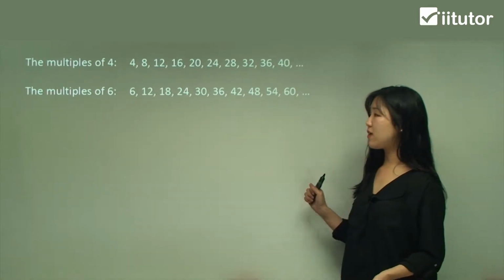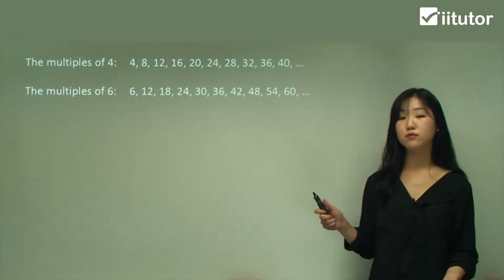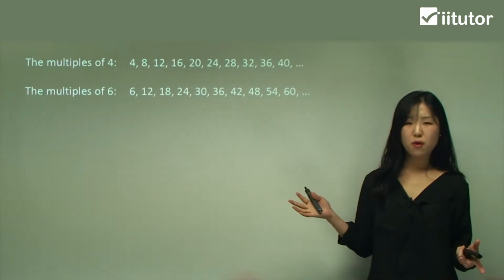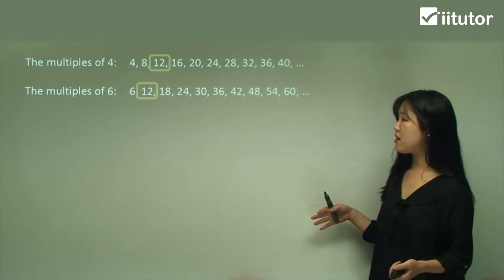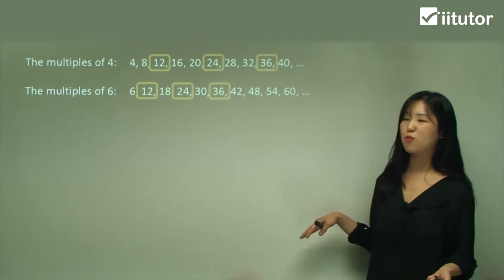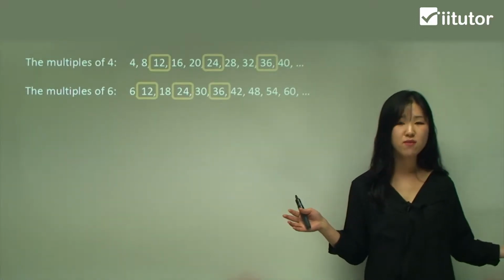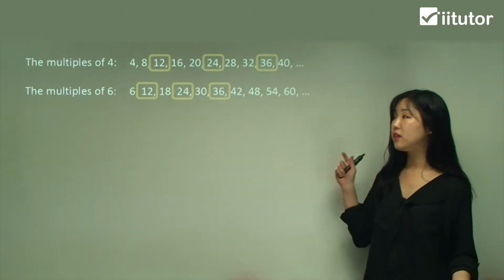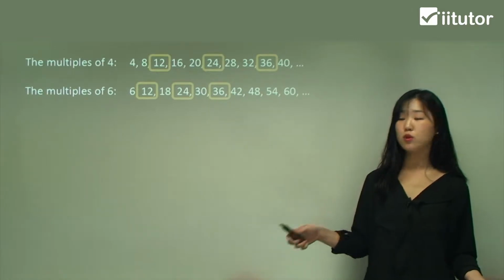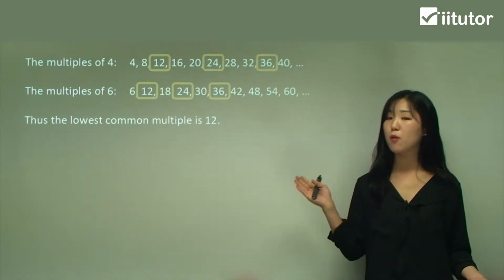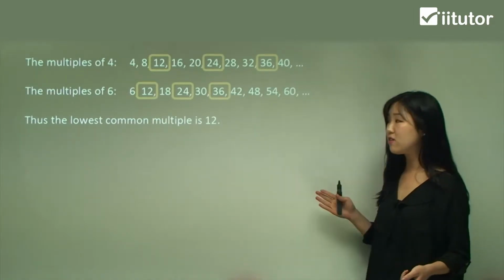If you have a look over here, I've listed down the multiples of 4 and the multiples of 6. Now, let's spot the common multiples. I know that 12 is common, 24 is common, 36 is common, and there's probably an infinite number of common multiples. But we're only interested in the lowest, the least common multiple, which is obviously 12. So the lowest common multiple is 12, just the lowest out of the common ones. That's all you need to know.